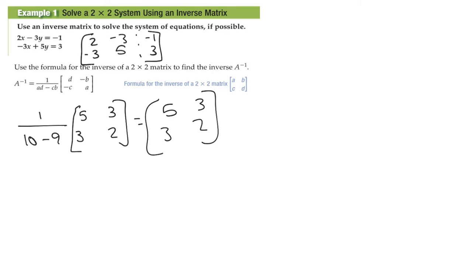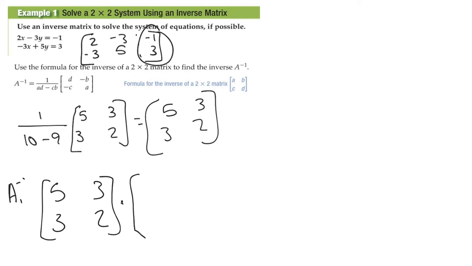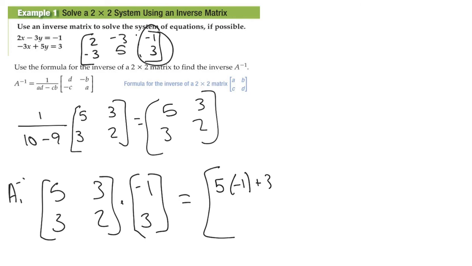Okay, so now that we've got the inverse going, we're going to take the inverse, which is A to the -1, that's 5, 3, 3, 2. And we need to multiply it by this b, that we called the answer in the first one, in order to get our final solution. So how do we do that? All right, so 5 times -1 plus 3 times 3, and 3 times -1 plus 2 times 3.